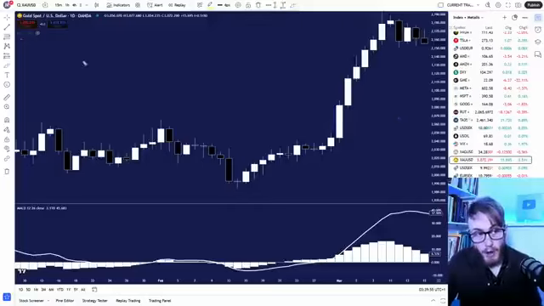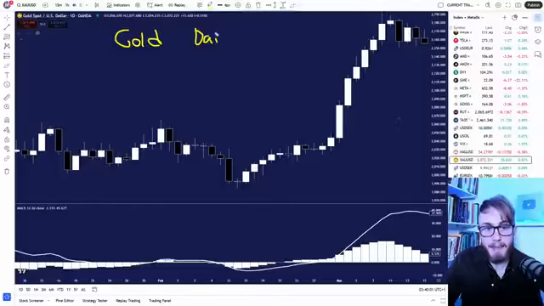But alright, so now we are in TradingView. We are right now looking at a gold chart on the daily time frame. So every candlestick here represents 1 day.